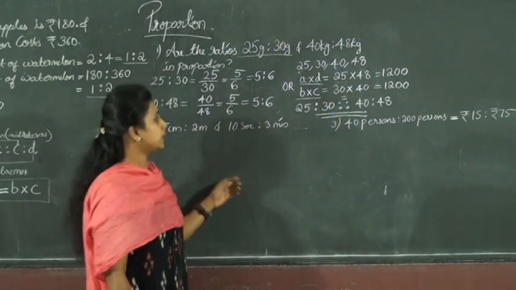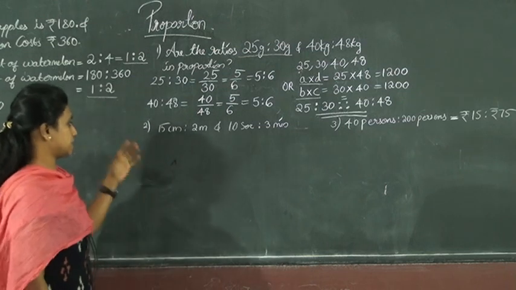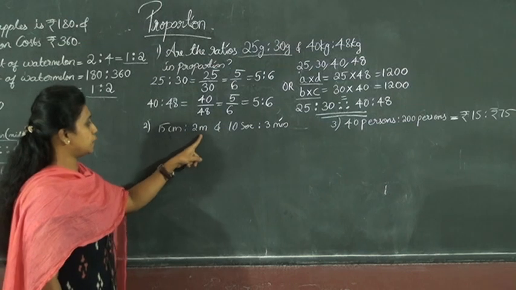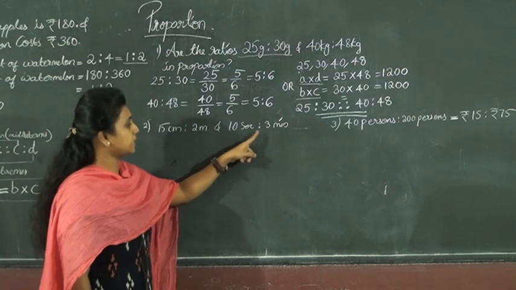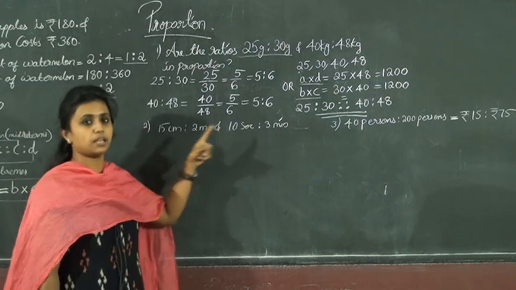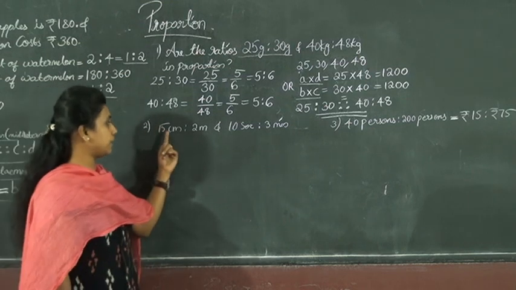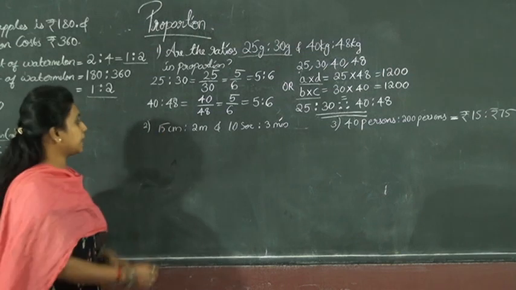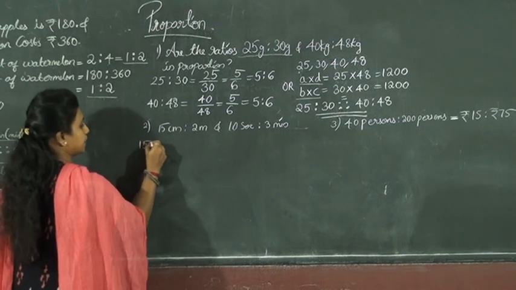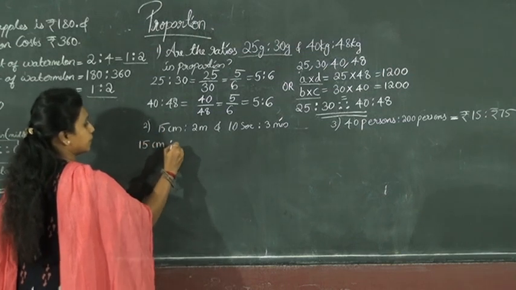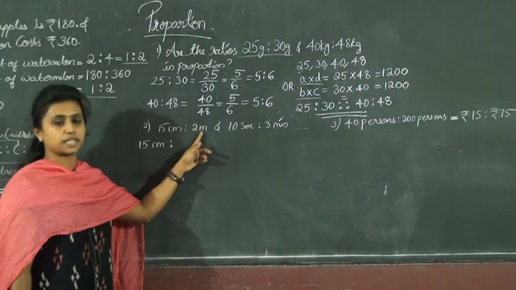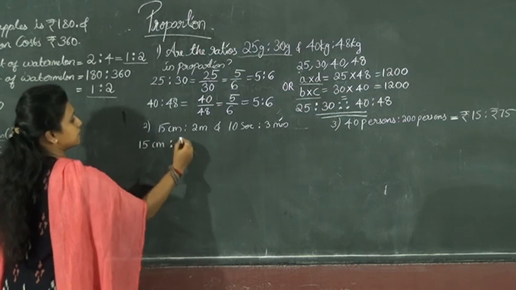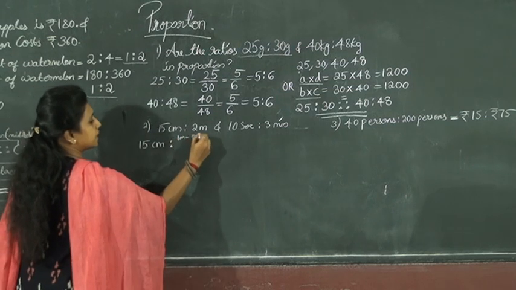Okay, the next problem. Here you want to check whether they are in proportion or not. 15 centimeter is to 2 meter and 10 second is to 3 minutes. Okay, when comparing ratios, we have said that the units should never be different, they should be the same. So what should we do? 15 centimeter is to, here you want to convert the meter to centimeter. What is 1 meter? 1 meter is equal to 100 centimeter.